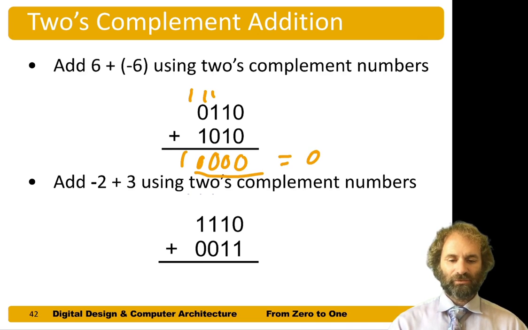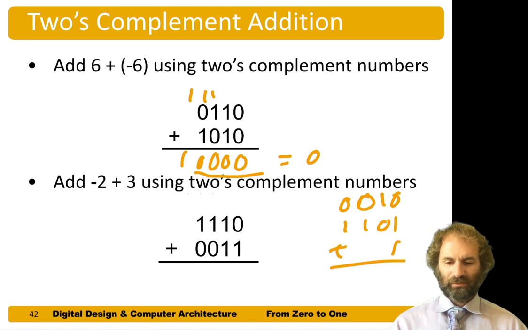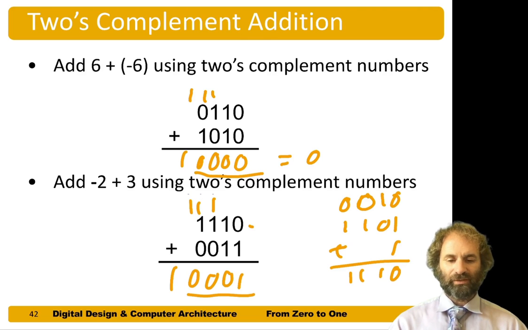Similarly, let's do negative 2 plus 3. Negative 2, well 2 is 0010. So let's invert the bits. Plus 1 makes 1110. So this is negative 2. This is positive 3. 0 plus 1 makes 1. 1 plus 1 makes 0, carry a 1. 1 plus 1 plus 0 makes 0, carry a 1. 1 plus 1 plus 0 makes 0, carry a 1. And again, drop that overflow, and we're left with 1. So negative 2 plus 3 equals positive 1, as we'd expect.